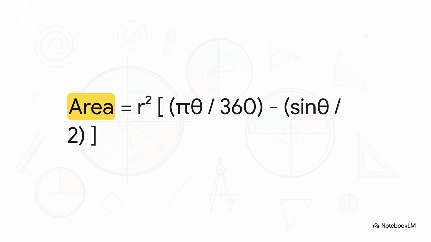Let me say that one more time, nice and slow for you. R squared times the quantity pi times theta divided by 360 minus sine theta divided by 2. And just a quick note, based on the trigonometry we've covered so far, we'll use this specific formula whenever our central angle, theta, is 90 degrees or less.